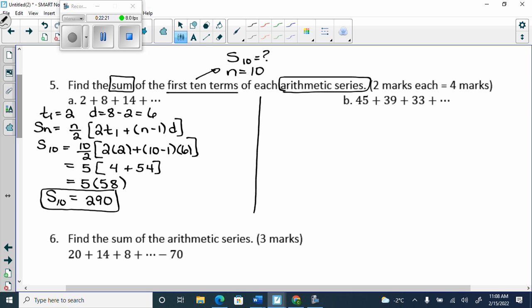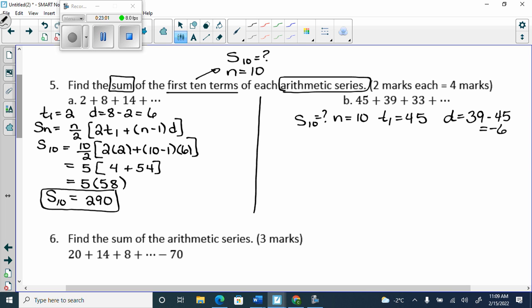So this one we need S10. We know N is 10. We know T1 is 45. D is 39 minus 45, which is negative 6. And it makes sense. I'm going downwards. The numbers are getting smaller. My D should be negative, right? Things should make common sense. If you understand what you're doing, you will do substantially better on this test. If things make sense, like 290, does that seem realistic? I'm moving downwards. My D needs to be negative. If you understand why you're doing things, you will do substantially better in math than if you just memorize steps.